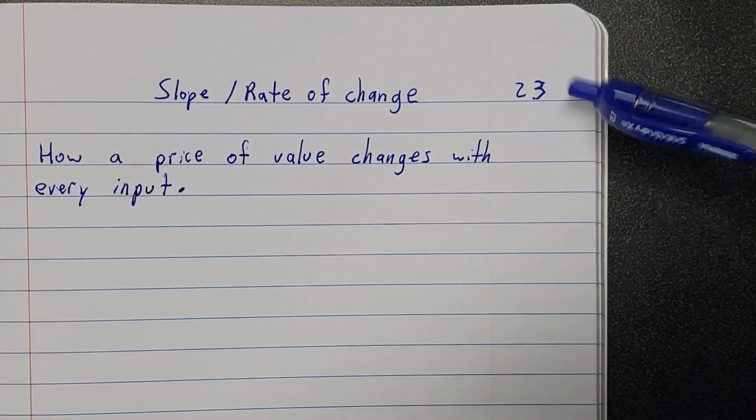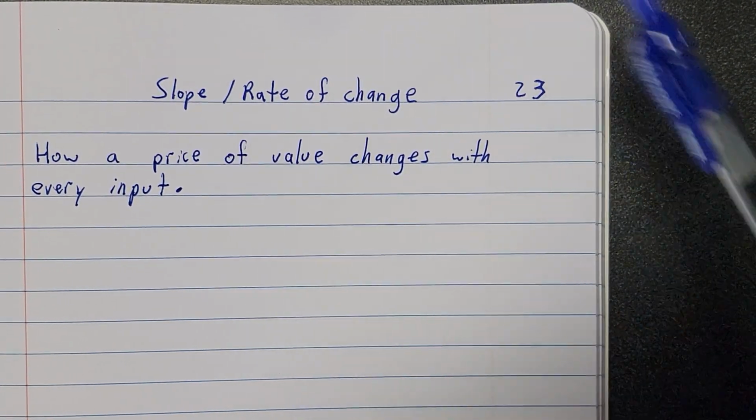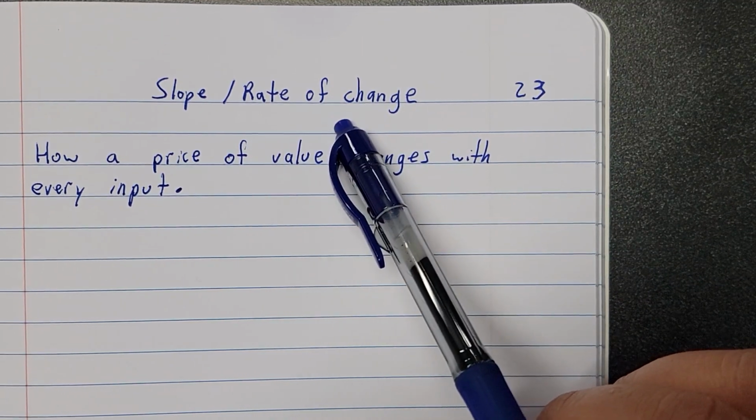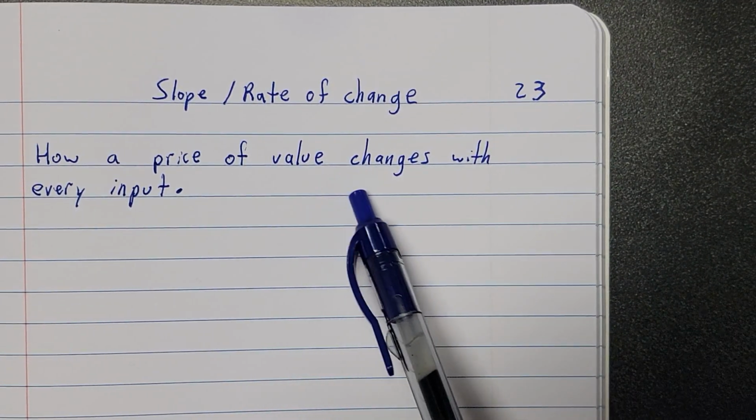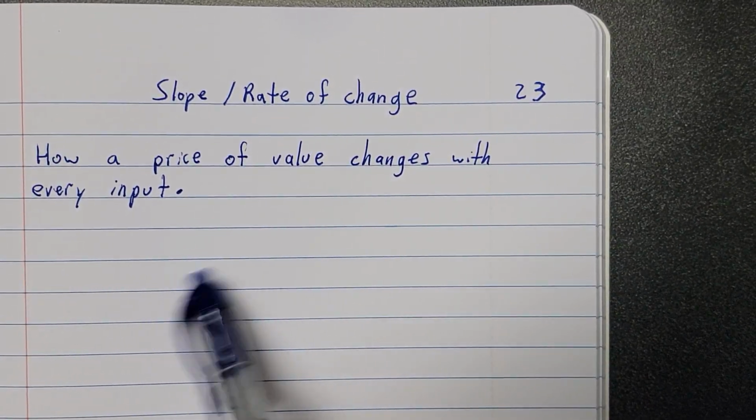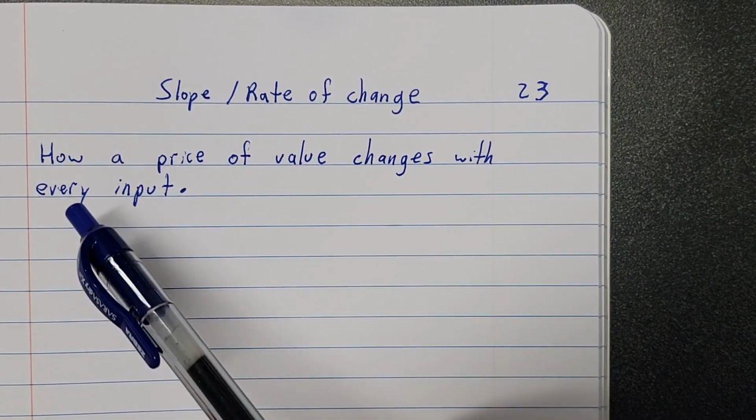All right, so we're on page 23. This is the slope, or the rate of change, of a function. So how a price or value changes with every input. All right, that's the basic definition.